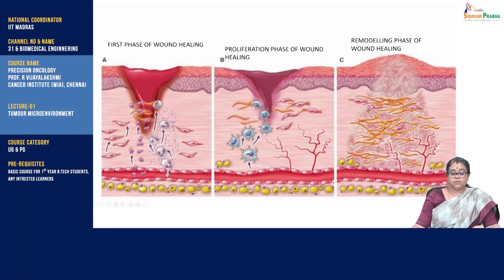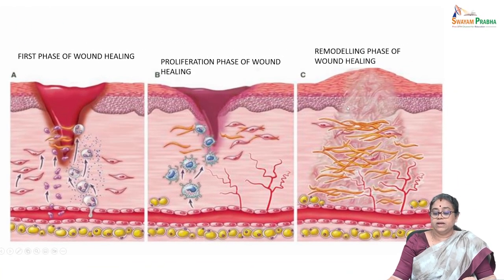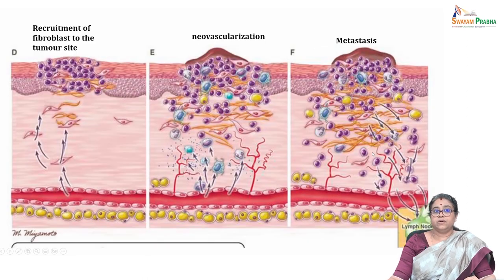Now, in the second phase, when proliferation is taking place, you see that new blood vessels are being formed, and these new blood vessels will increase the blood supply, or more oxygenation, into the area to facilitate healing. And then there is a lot of remodeling of the wound, where more blood vessels are formed, and there is a lot of fibrosis, with more fibroblasts and more collagen deposition in this area, which tends to lead to remodeling of this wound. Now, in case of cancer, something similar happens.